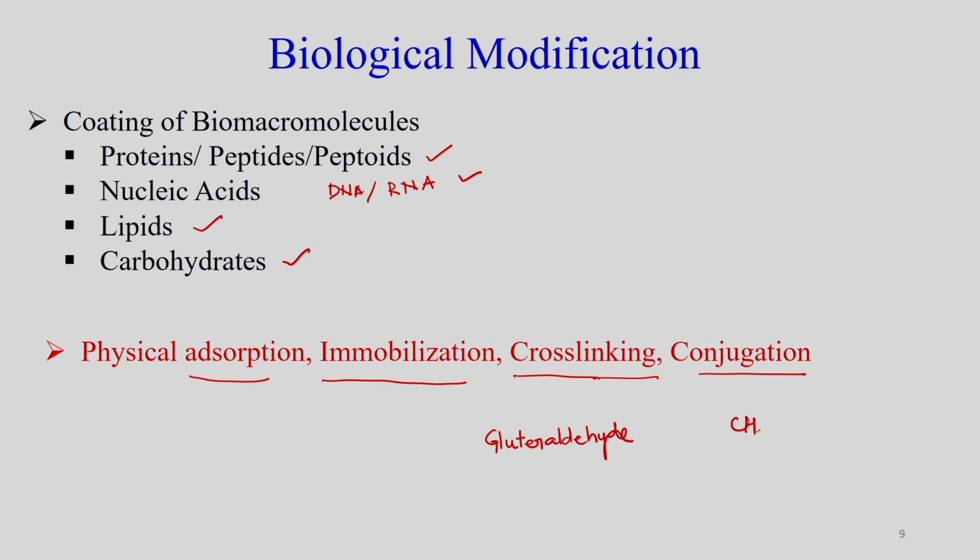So, it is like CH2 whole 3 COOH and again this HOOC. So, it is a bifunctional. So, one functional group can bind to the surface, one functional group can bind to the protein or biomacromolecule. So, here the advantage with the biomacromolecule is they have lots of functional groups.